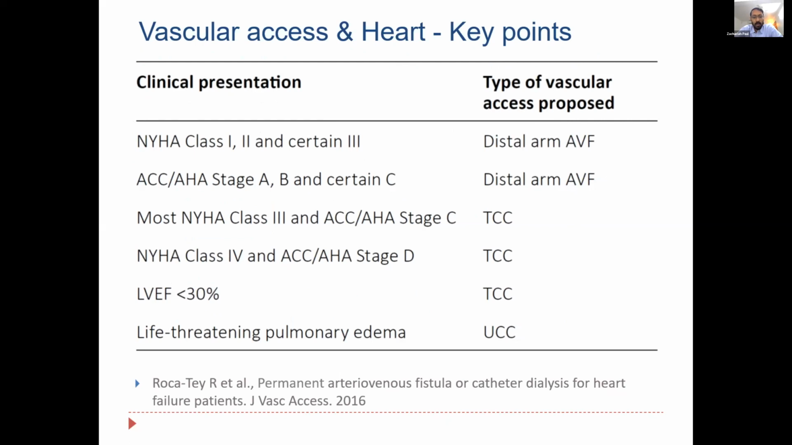For the patient with poor LV function, less than 30%, a tunneled catheter, and for those who come with life-threatening pulmonary edema or cardiac failure, go for an uncuffed catheter. So this is the basic principle of planning a vascular access for patients who come with a cardiac problem.